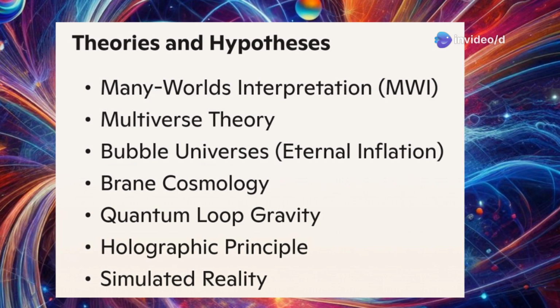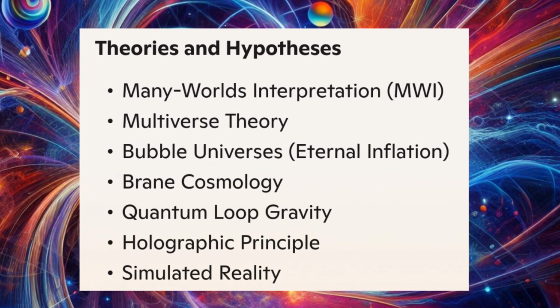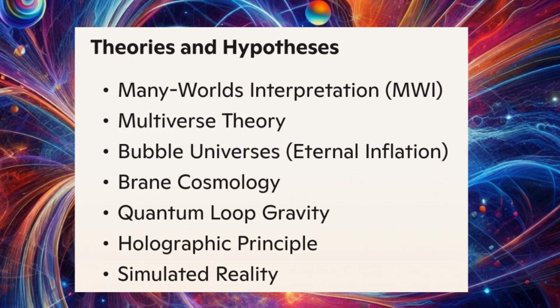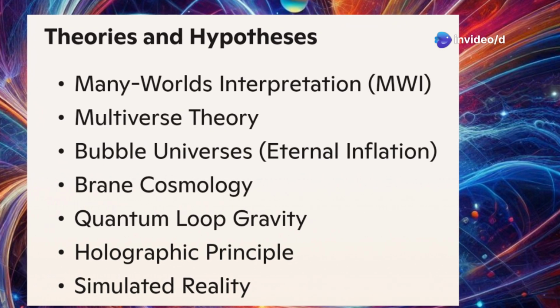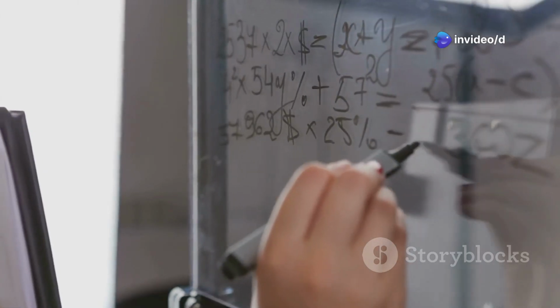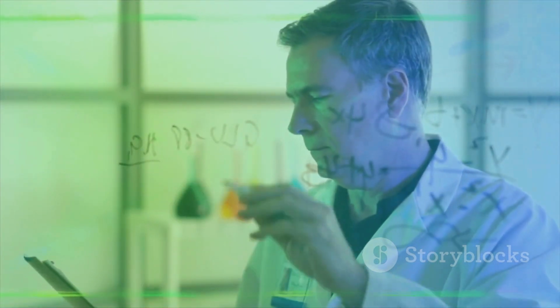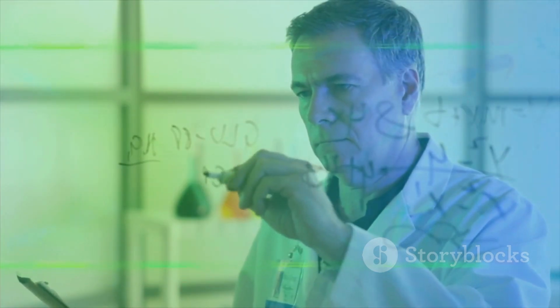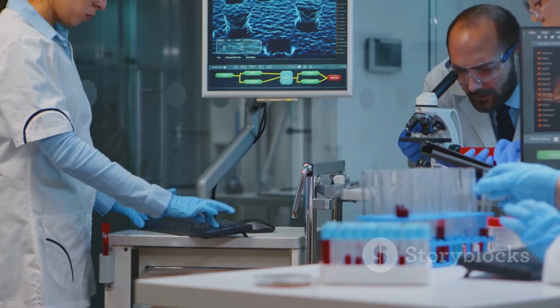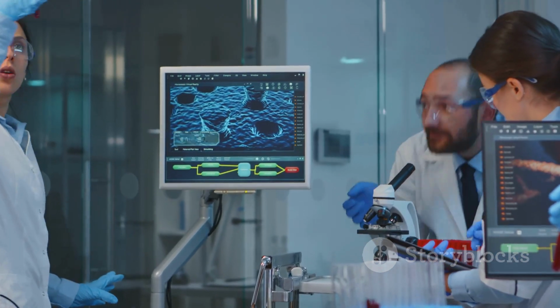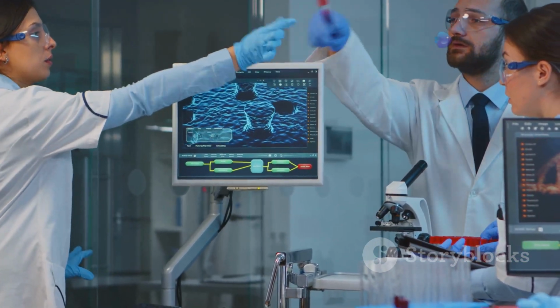In exploring the fascinating concepts of many worlds interpretation, multiverse theory, bubble universes, Brane cosmology, quantum loop gravity, holographic principle, and simulation hypothesis, it's essential to understand the difference between a theory and a hypothesis. A hypothesis is a proposed explanation for a phenomenon based on limited evidence, serving as a starting point for further investigation. A theory, on the other hand, is a well-substantiated explanation of some aspect of the natural world, based on a body of evidence that has been repeatedly tested and confirmed through observation and experimentation.